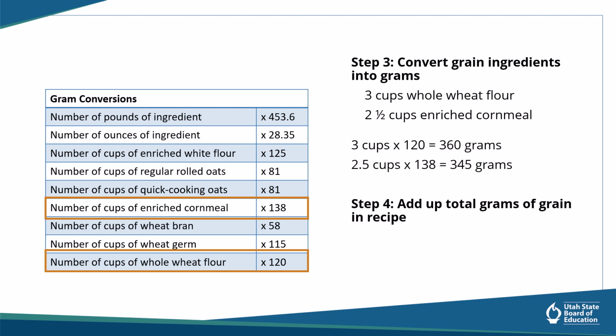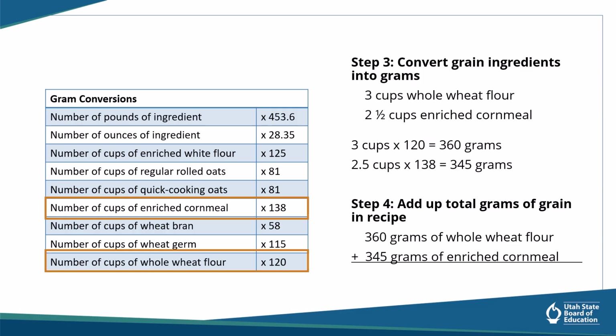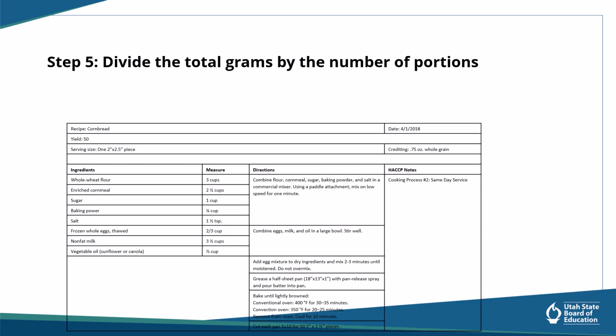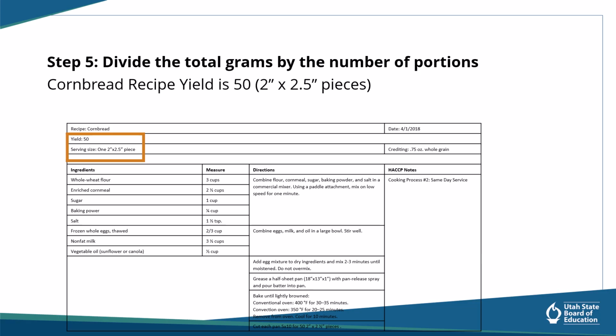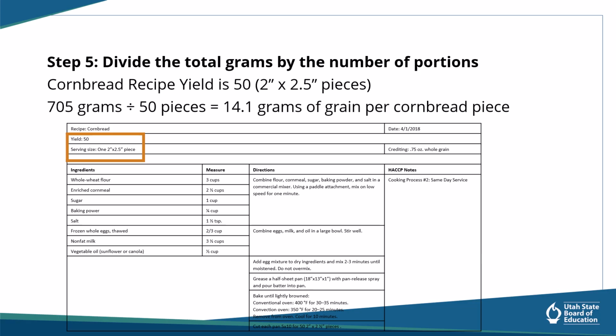Step 4 is to add up the total grams of grain in the recipe. The total grams of grain in our recipe is 360 plus 345, which equals 705 grams. Step 5, divide the total grams by the number of portions. The number of portions in our cornbread recipe is 50. We need to divide 705 grams by 50 portions to get the total grams per portion. 705 divided by 50 equals 14.1.